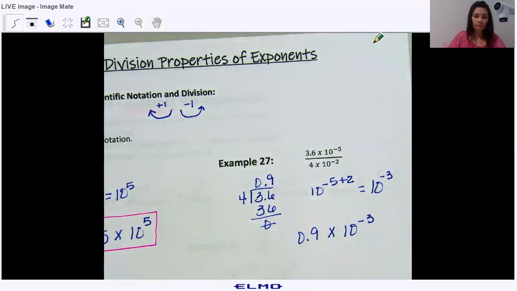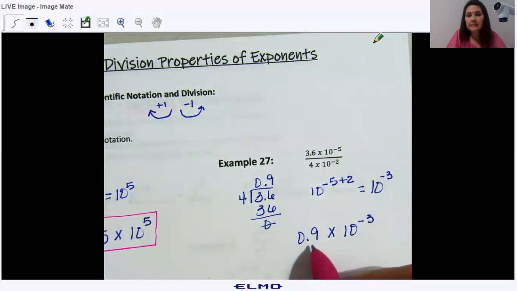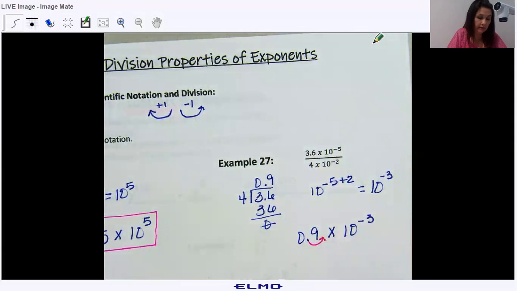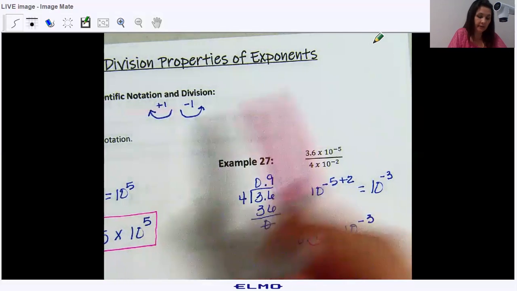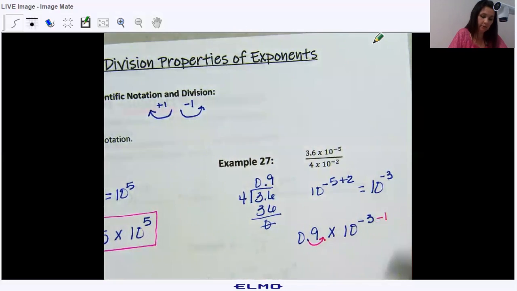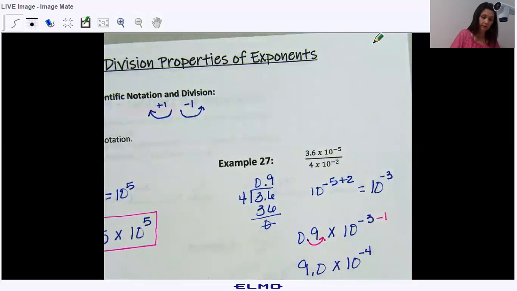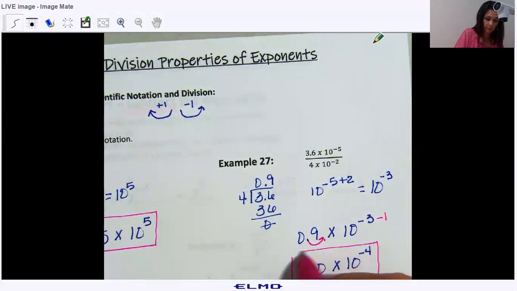However, the decimal is not behind the first natural or whole number, right? So we have to move it, and we're going to move it one place to the right. If I move it to the right, I have to subtract 1 from my exponent. Okay, so I end up with 9.0 times 10 to the power of negative 4. That's a decimal. Okay. And that's my answer.